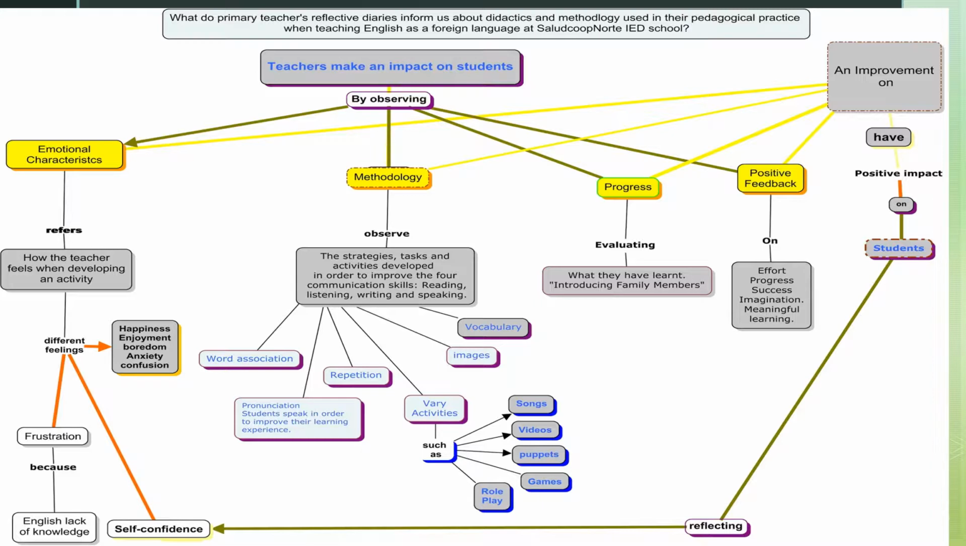Emotional characteristic is how the teachers feel when they develop an activity. The methodology is the strategies, tasks, and activities developed in order to improve the 4 communication skills. The progress is what they have learned, evaluating what they have learned, and a positive feedback on their efforts, progress, success, and meaningful learning.